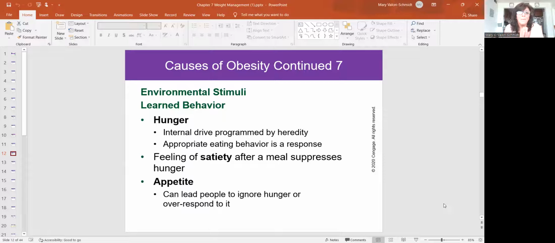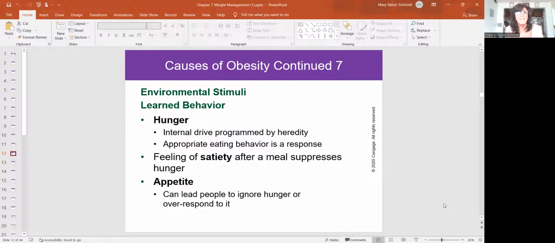It's kind of crazy. But the feeling of hunger, when you're hungry, is internally driven, pre-programmed by your heredity. And your appropriate eating behavior is a response to that drive. So how quickly after you eat do you feel satisfied? The feeling of satiety, that's the feeling of satisfaction, like, oh, I'm full, can't eat another bite. When you feel that way, it suppresses your hunger, your appetite. But your appetite can actually lead you to either ignore it or over respond to it.